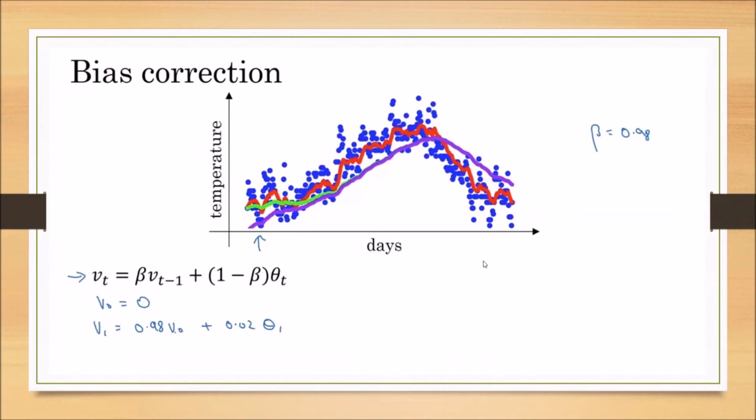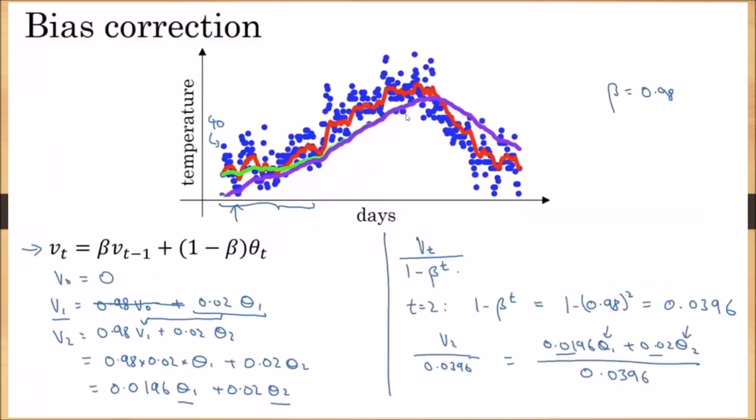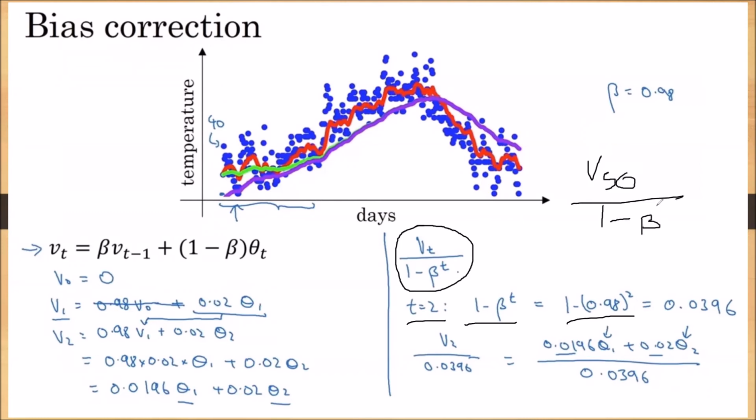So this is how we implement Vt by 1 minus beta power t. If t is equal to 2, then we write 1 minus beta whole square. If t equals 3, 1 minus beta whole cube. But when we are finding V50, it is 1 minus beta power 50, meaning 0.98 power 50, which is almost negligible. We can almost neglect it. It is a very small value.